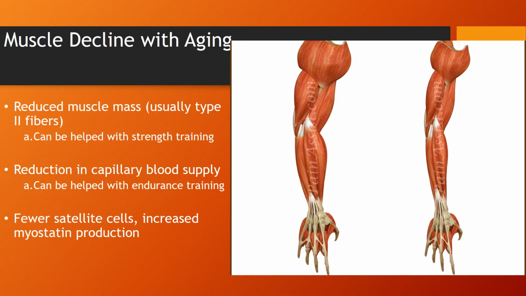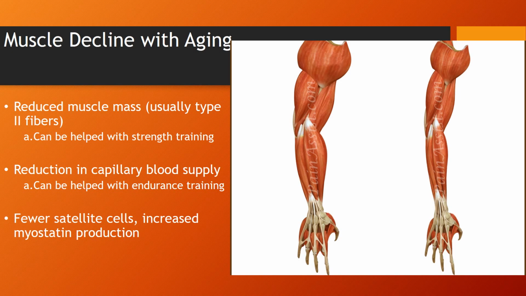Unfortunately, as we age, we start seeing a decrease in our muscle mass and volume, and this is inevitable. Usually our type 2 fibers are going to have a significant loss, but our type 1 fibers also will have a loss, but the rate at which the loss occurs can be slowed down either by strength training or by endurance training. It is inevitable that there will be some loss.